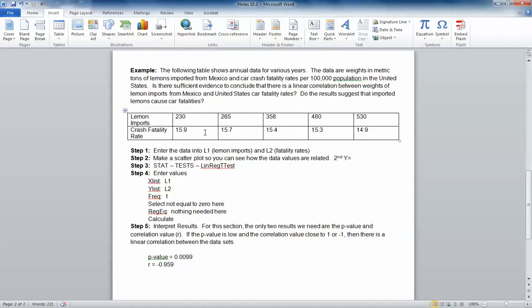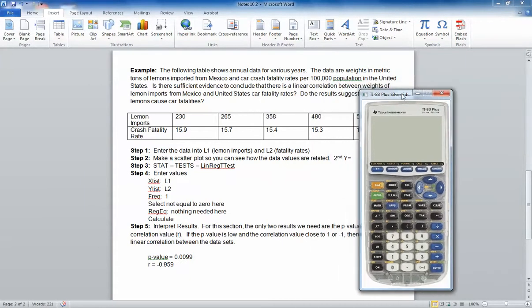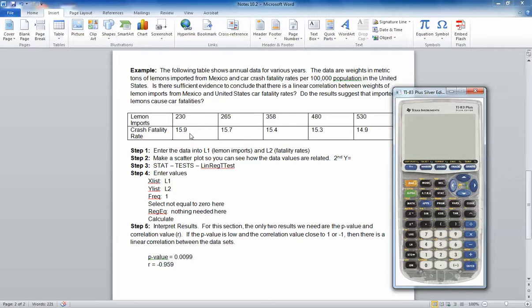So how do we check whether these two sets of data are linearly associated? We take a calculator and type our lemon imports in list 1 and fatality rates in list 2. For L1 we have 230, 265, 358, 480, and 530. Those are the lemon data. For L2 we have 15.9, 15.7, 15.4, 15.3, and 14.9. Those are our sets of data.